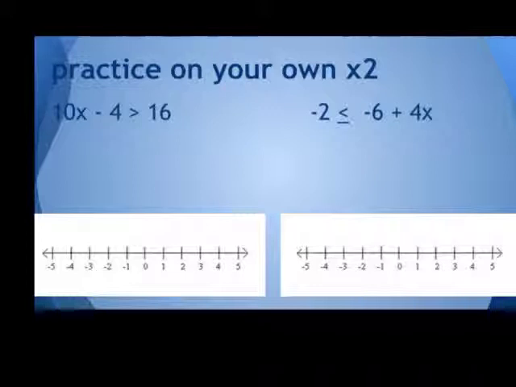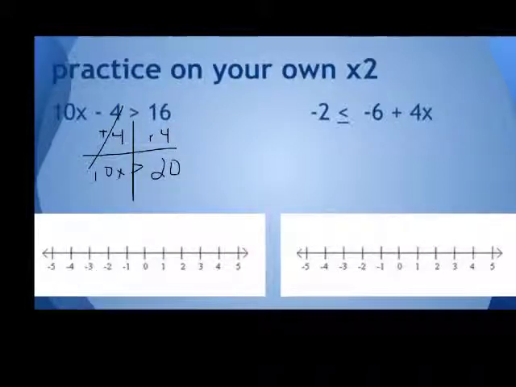Okay, now for the solution. Add 4 to both sides. It's going to be a little tight. 10x greater than 20. This is a plus sign. Divide by 10. Divide by 10. We get x greater than 2. So your solution should be an open circle on 2 and shaded that way. I hope you all paused, and I hope you're checking your answers.